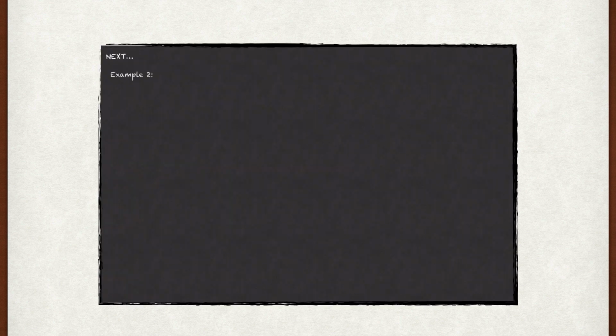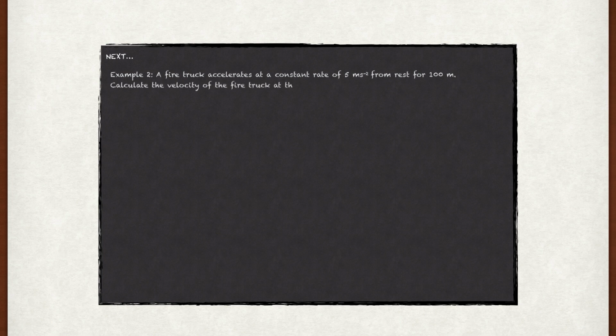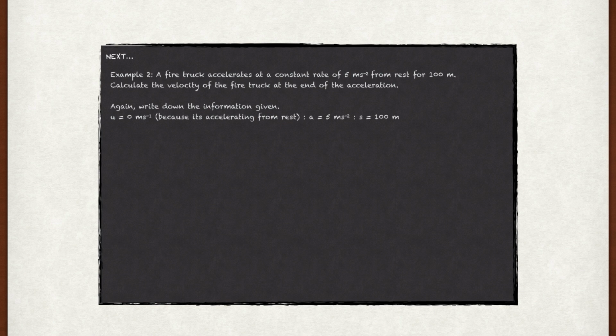So next, example 2, a fire truck accelerates at a constant rate of 5 meters per second squared from rest for 100 meters. We need to calculate the velocity of the truck after this accelerating period. So again, we write down what we're given. So u is equal to 0 meters per second. That's because we're accelerating from rest. So whenever something is accelerating from rest, the initial velocity u is 0. Whenever something is decelerating to rest or coming to rest, then the final velocity is 0. Rest means 0 meters per second. Our acceleration is 5 meters per second squared, and s is 100 meters, which is our distance during acceleration.